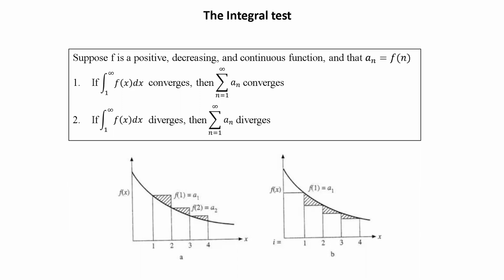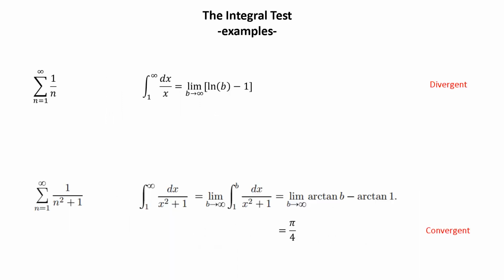So let me take a look at two examples. First, 1 over n. If I am going to construct a function, then I just use 1 over x. And the integral of this 1 over x from 1 to infinity gives you the log function. So log of infinity minus 1. So this integral is infinity, so this series is divergent.